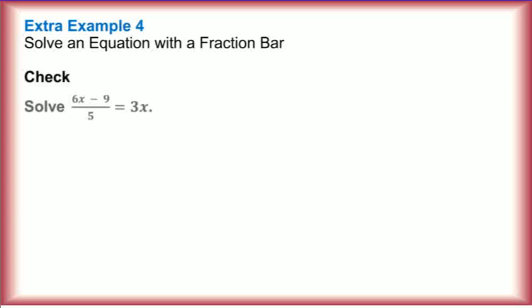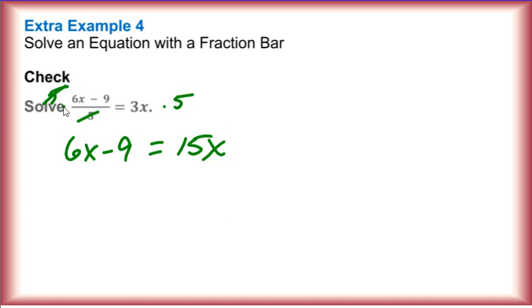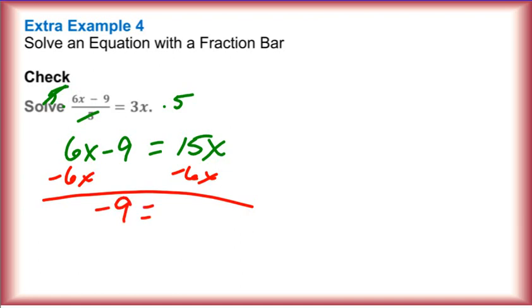Next one, I have fractions involved, so I'm going to get rid of my denominator by multiplying by 5 on both sides, and I'm left with 6x minus 9 equaling 15x. To get my x's to one side, I'm going to subtract 6x. I'm left with negative 9 equaling 9x. Divide everything by 9. x would equal negative 1.